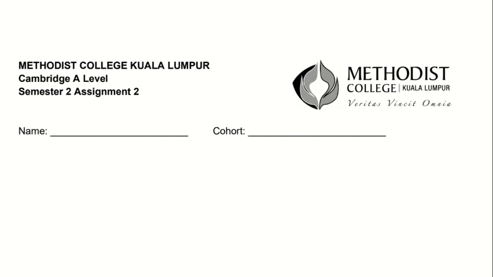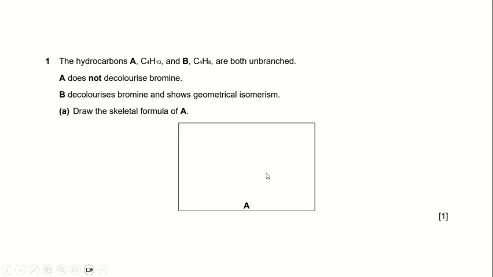Okay, let's discuss assignment 2 of semester 2. There are 4 questions in this assignment. Question 1, you are given hydrocarbons A and B and also their molecular formula. So A is C4H10, B is C4H8. By looking at the formula, we can tell that A is a saturated hydrocarbon. B is an unsaturated hydrocarbon.